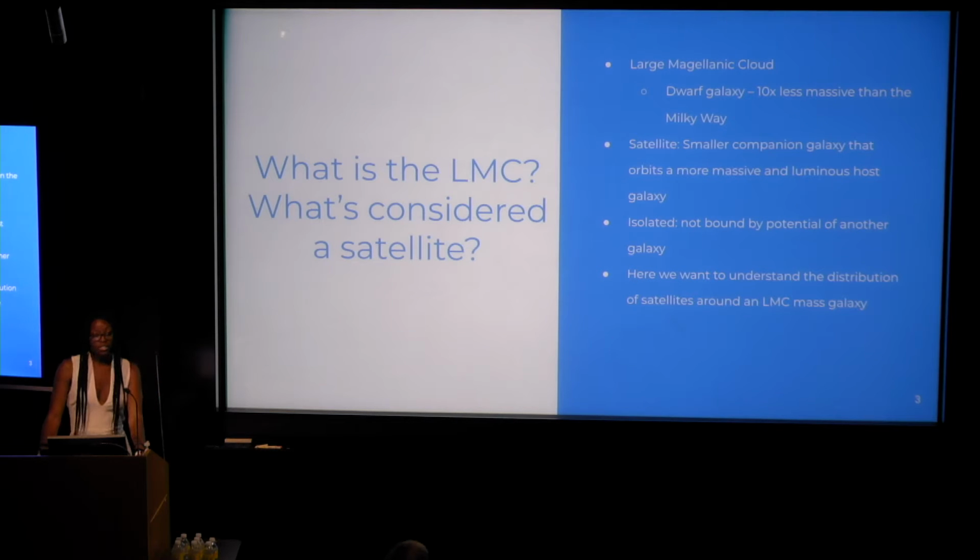And so what is considered a satellite? A satellite is a smaller companion galaxy that orbits a more massive and more luminous host. And you can consider any galaxy to be isolated if it's not bound by the gravitational potential of another galaxy. So the current state of the LMC is not an isolated galaxy because it orbits the Milky Way. And so here we want to understand the distribution of the satellites around an LMC mass galaxy.